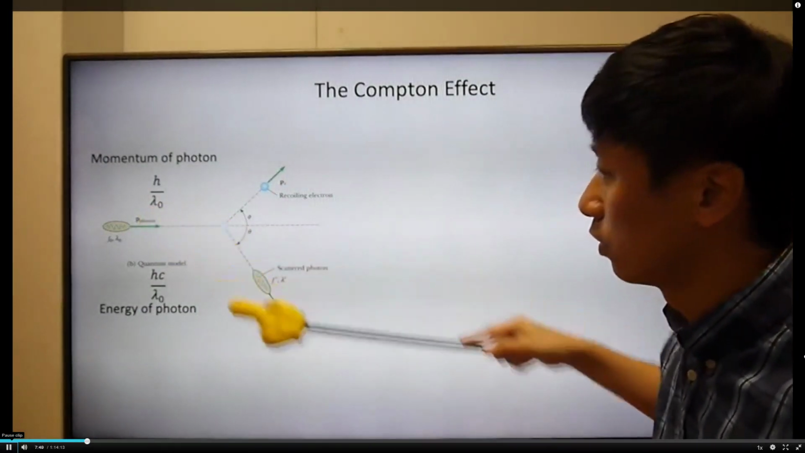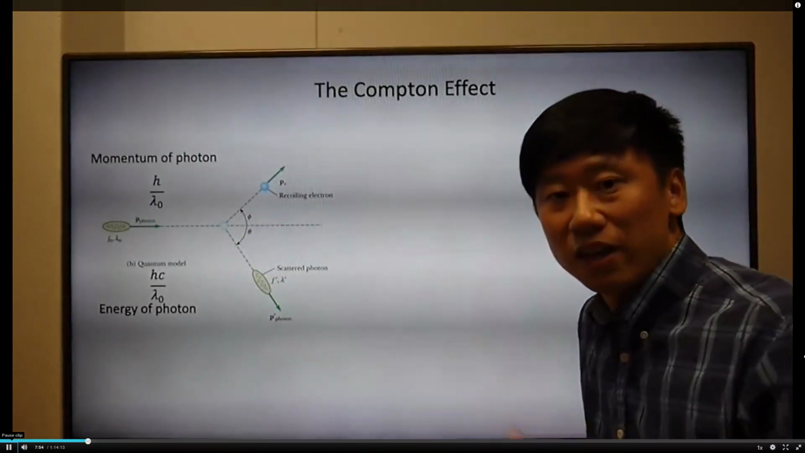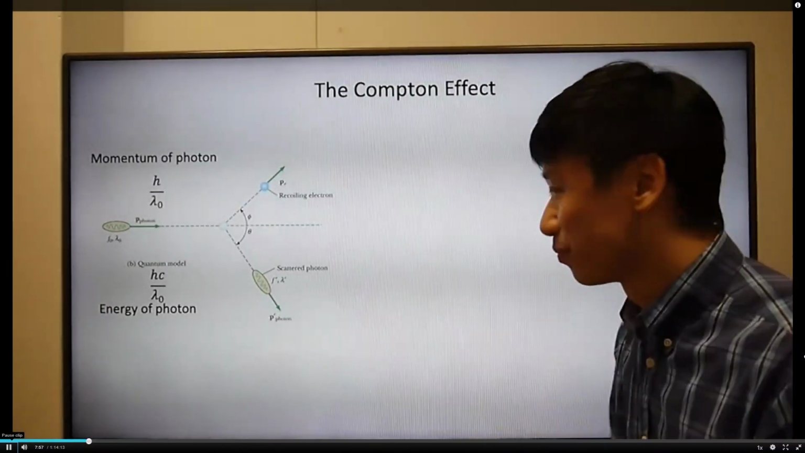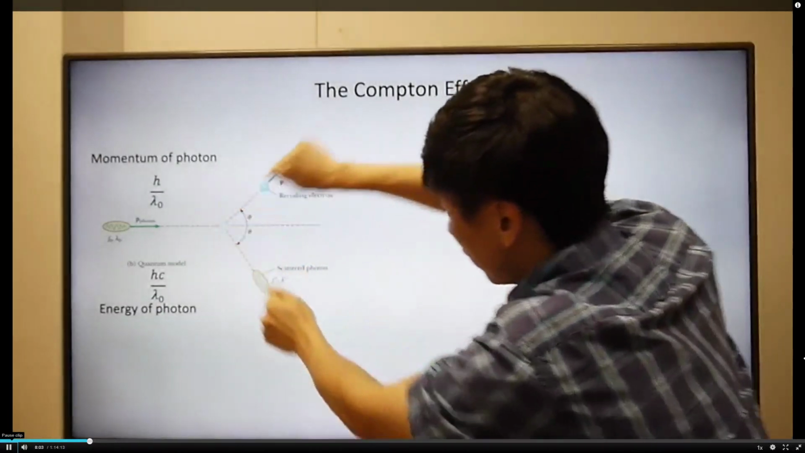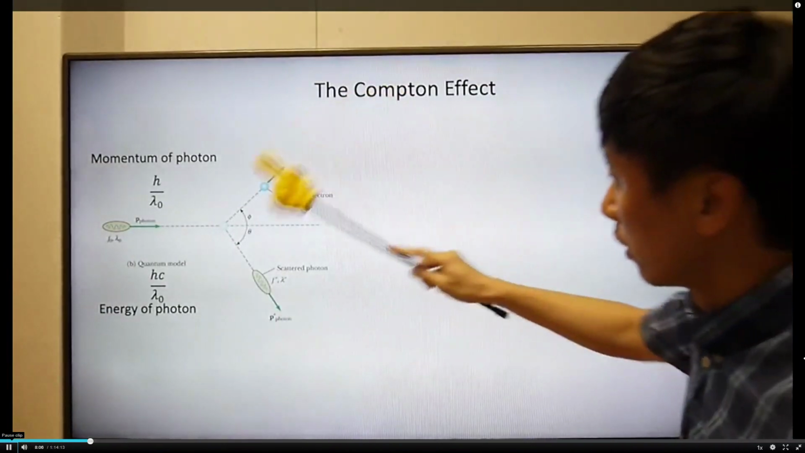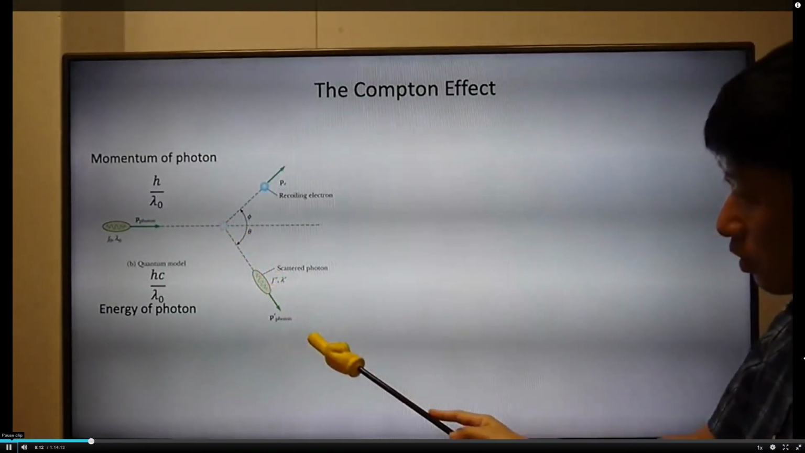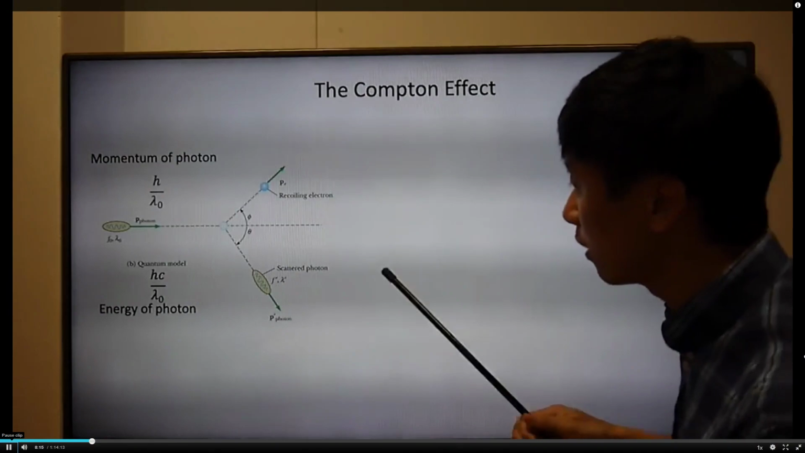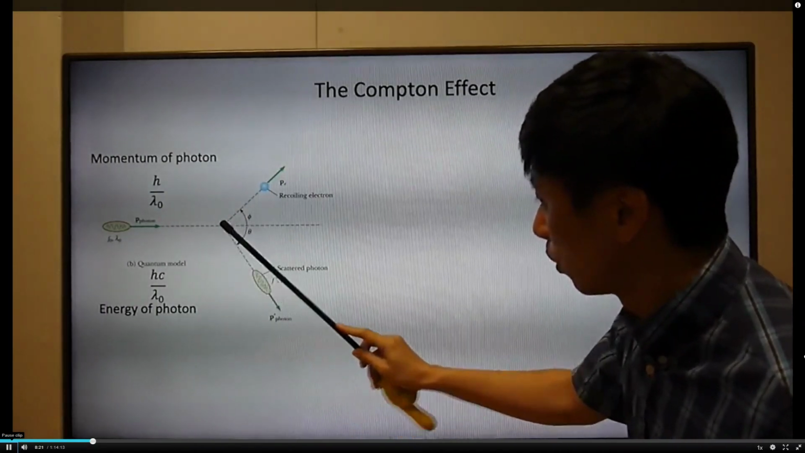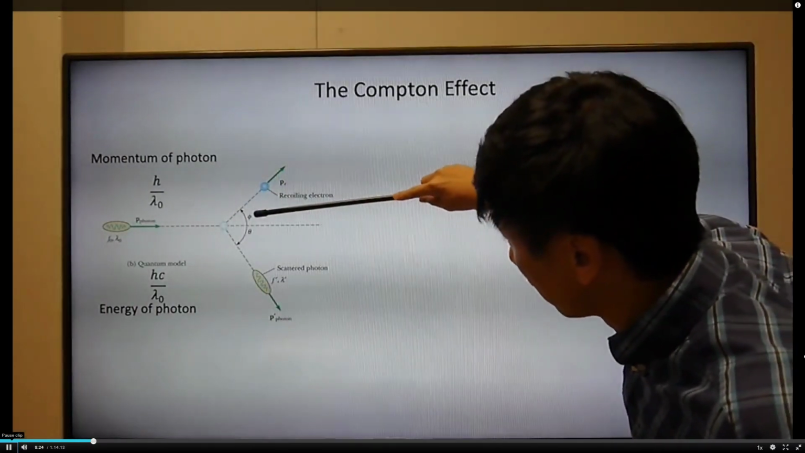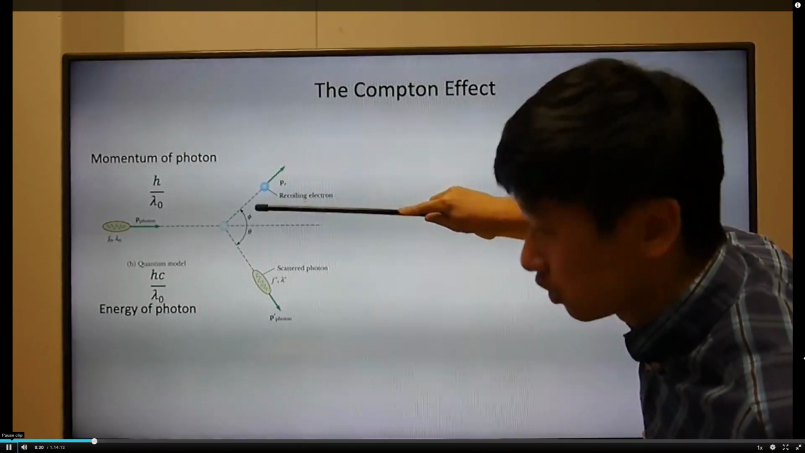So once this incident photon hits the electron, like billiard balls hitting each other, then once they have a collision, they are separated like this, right? So the electron goes this way, and the scattered photon goes this way. Then they form a certain angle. So let's say the angle of the scattered photon is theta, and the propagating angle of the electron is phi right here.